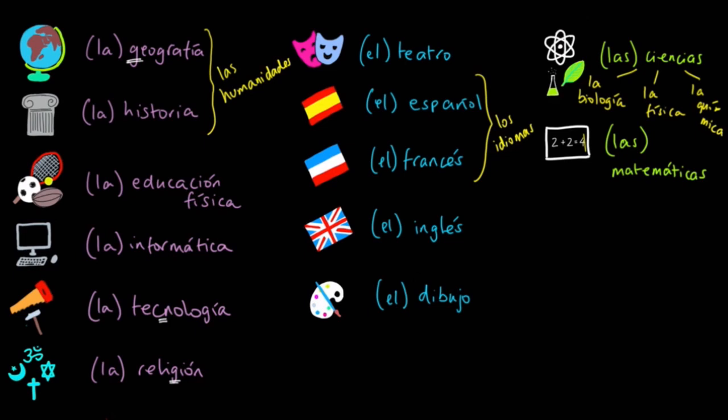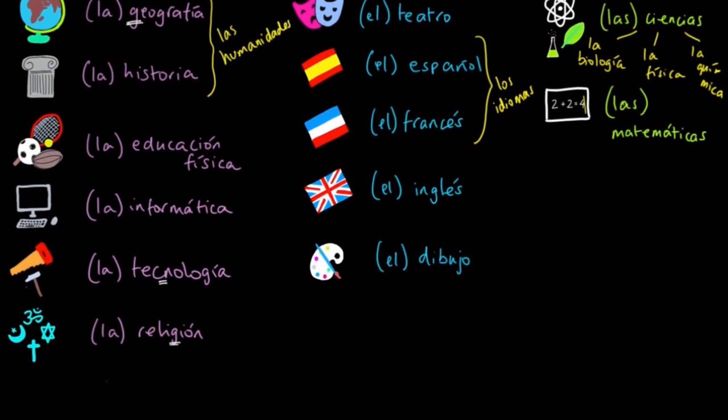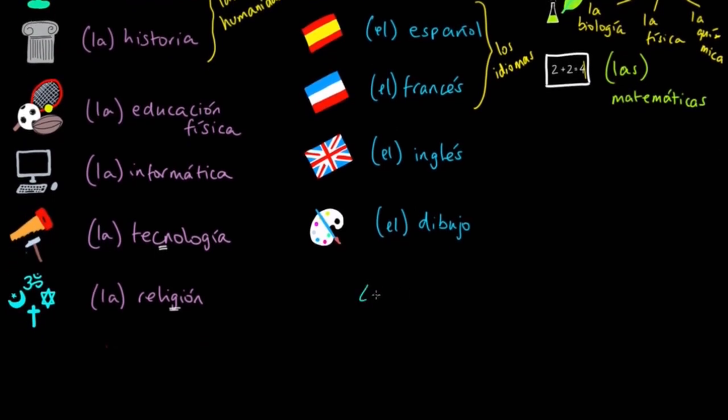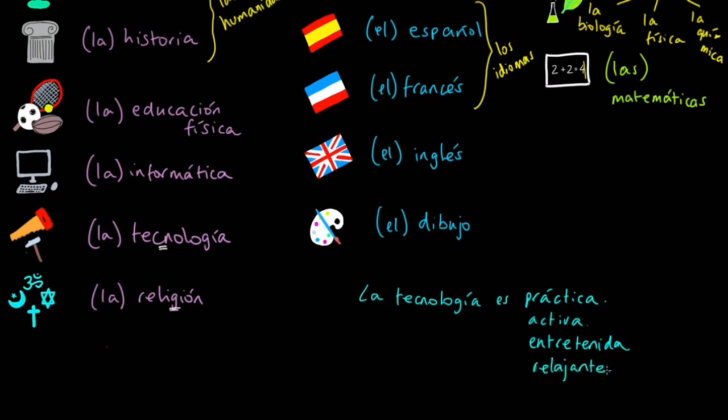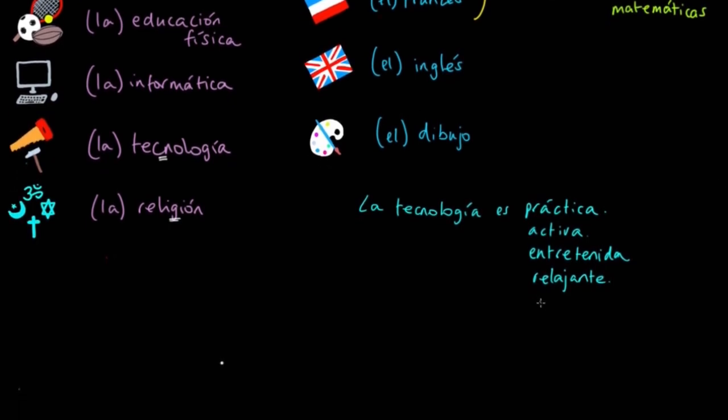So let's have a look at some basic sentences where we could express opinions. Things like, la tecnología es práctica, o es activa. We could say es entretenida, entertaining. La tecnología es relajante, so people might find it relaxing. We could say es fácil o difícil, útil o inútil.